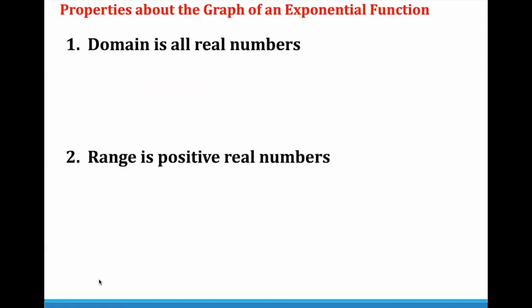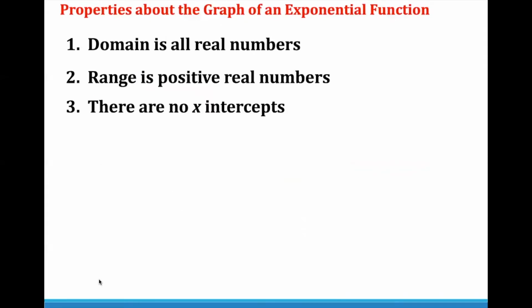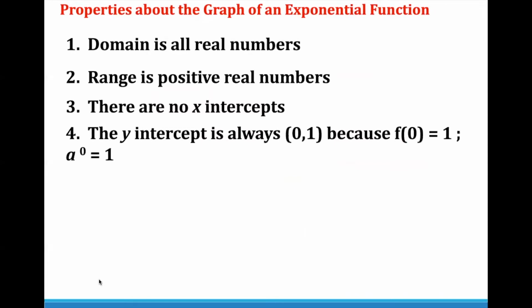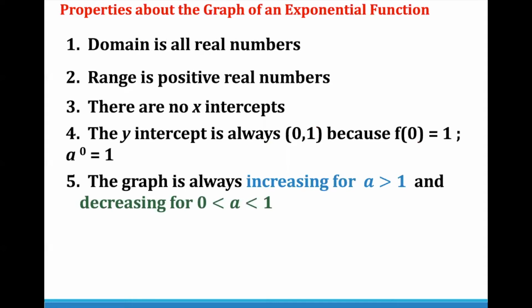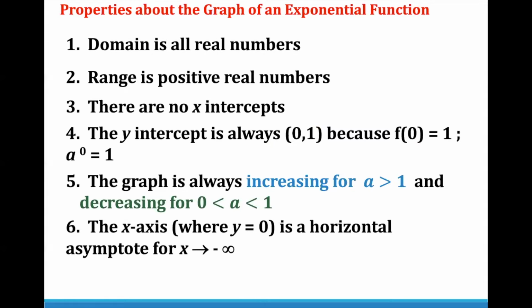So again, the different properties about the graph of an exponential function are the following. First, the domain is all real numbers. Second, range is positive real numbers. Third, there's no x-intercept. Fourth, the y-intercept is always 0, 1 because f of 0 is equal to 1. And fifth, the graph is always increasing for a greater than 1 and it's decreasing if it is between 0 and 1. Y equals 0 is our horizontal asymptote and the function is 1 to 1.